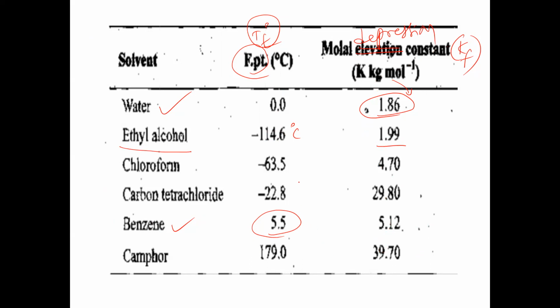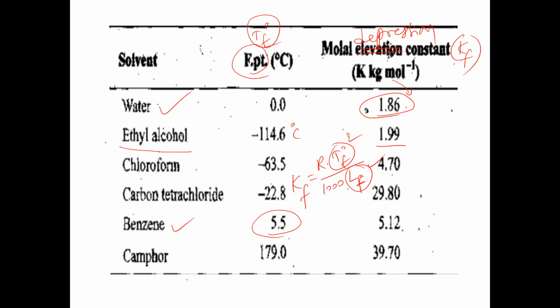What is the formula to be used here? The Kf formula: Kf is equal to R into Tf naught square divided by 1000 into latent heat of fusion. What is the latent heat here? Vaporization? Sorry, fusion here. What is the meaning of latent heat of fusion?